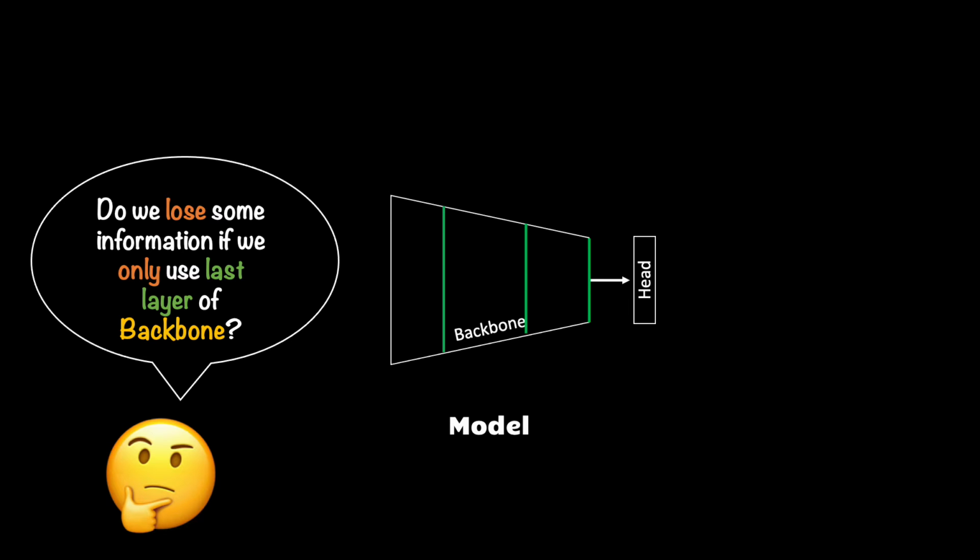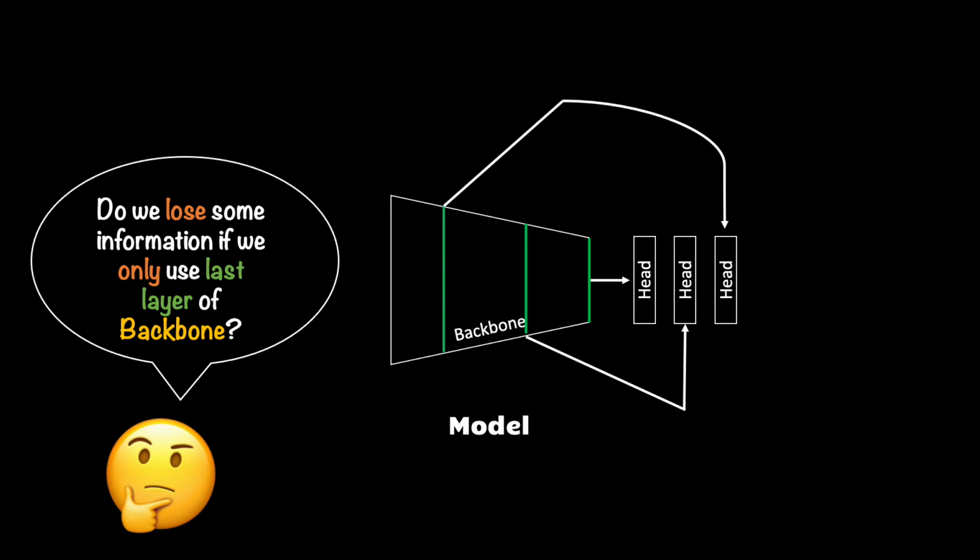Here is what we could do. See the green bars inside the backbone. They represent the features at various depths in the backbone. And we can introduce dedicated heads for each of these features. In this illustration, I have 3 feature maps, so I have 3 heads, one for each feature map.